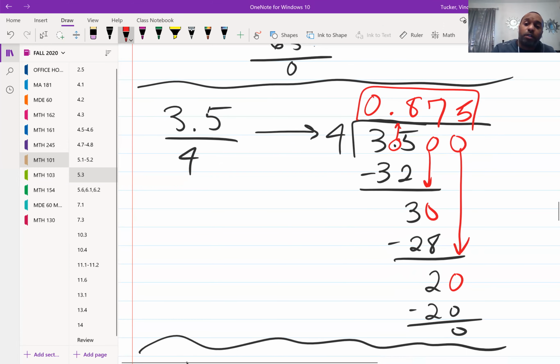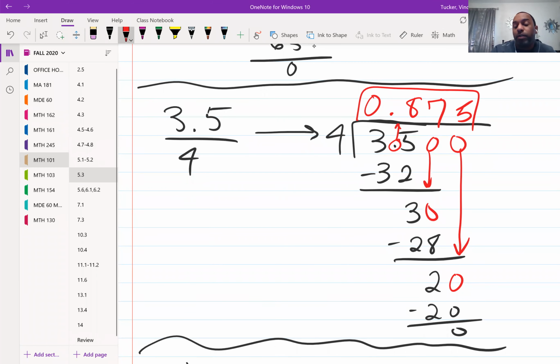Questions on the process? And so you see that we ended at 2 decimal places. Once again, if they don't give you any special instructions, then you would anticipate ending between 3 and 4 decimal places.